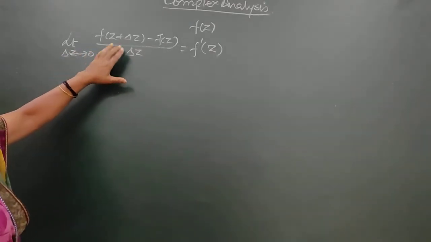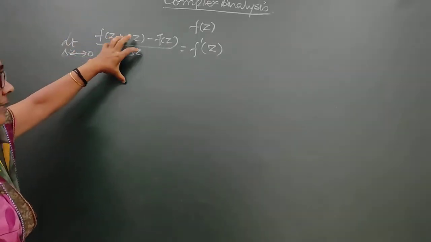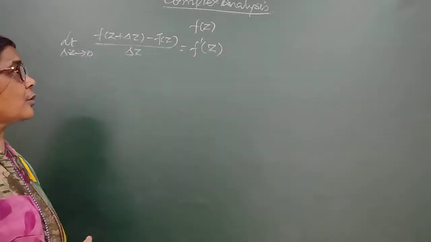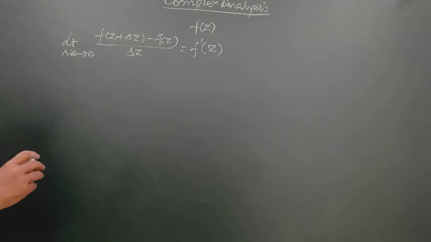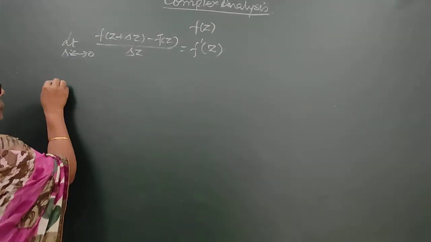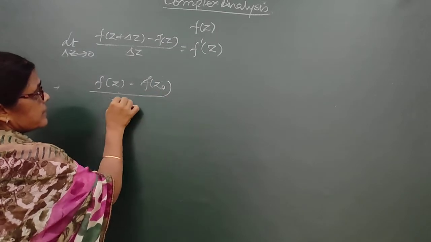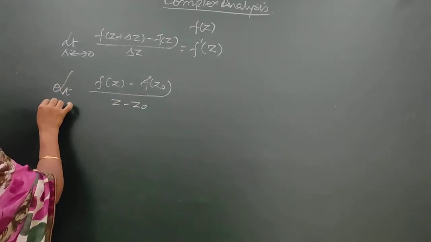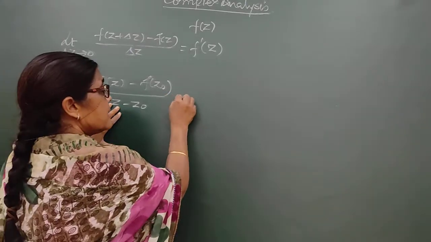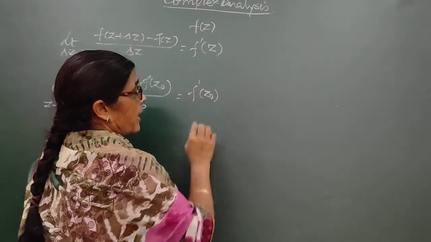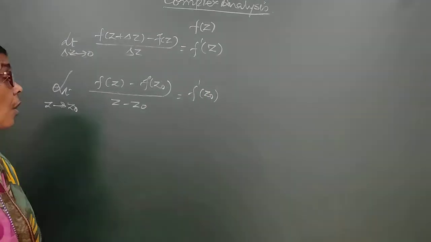Then, if this limit, f(z plus dz) minus f(z) over dz as dz tends to 0, exists and is unique, then the function is said to be differentiable, and this limit is written as f dash z. Or this can be written in this way: limit as z tends to z0 of f(z) minus f(z0) over z minus z0. If this limit exists and is unique, then this limit is written as f dash z0, and we say that the function is differentiable at the point z0 or at 0.